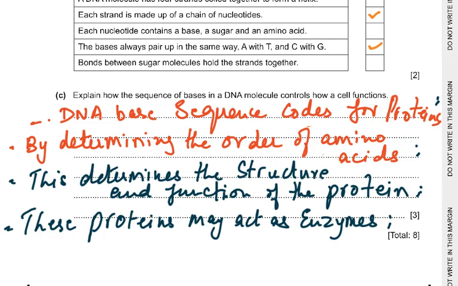So DNA base sequence codes for proteins by determining the order of amino acids. This determines the structure and function of the protein. These proteins may act as enzymes.